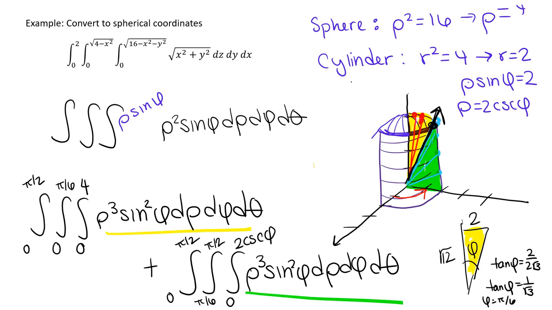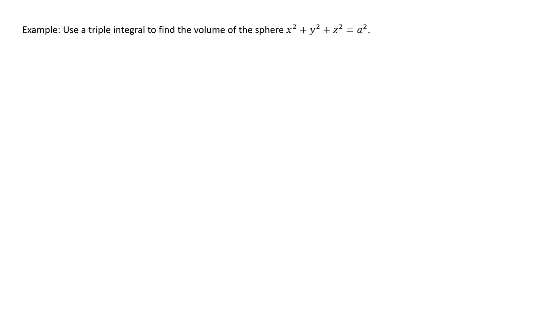And so this is an example where I think the cylindrical coordinates was easier than spherical coordinates. But there are going to be cases where spherical coordinates is easier, and usually that's when we have spheres. And in fact, let's do a triple integral to show what the volume of the sphere x squared plus y squared plus z squared equals a squared is. And since we're just working with a sphere, spherical coordinates is what makes the most sense in this problem.